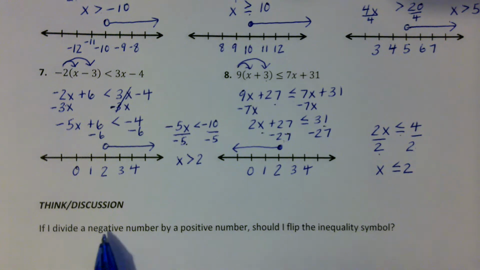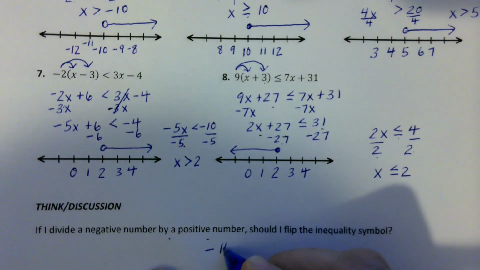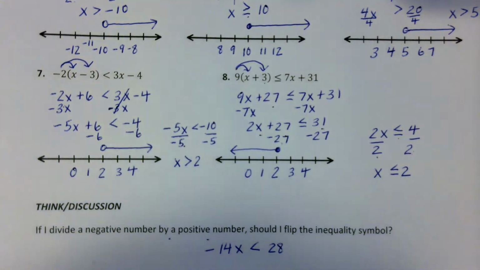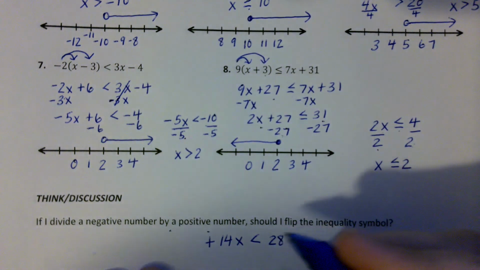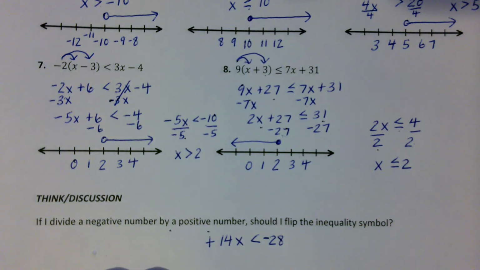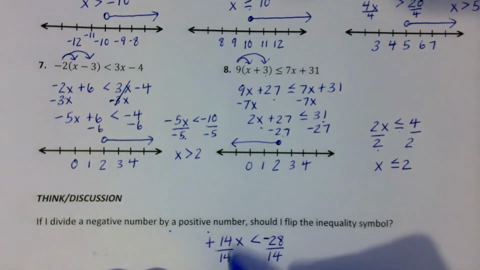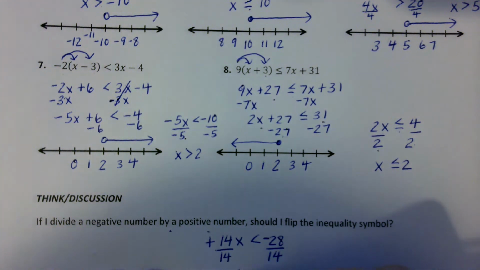And our final thought, if I divide a negative number by a positive number, should I flip the inequality symbol? So let's think about that. Okay, sorry. Let's have positive 14x is less than negative 28. I'm going to divide both of these by 14, because instead of multiplying by 14, I'll divide by 14. Any number divided by itself is 1. So we have x.